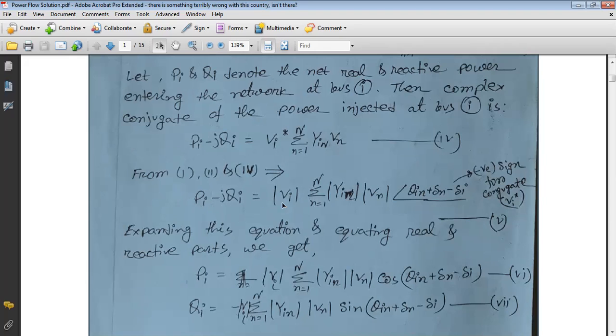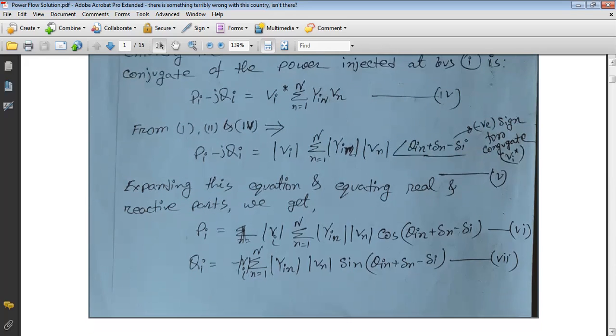This is the voltage magnitude of the particular bus I, and this is the current equation, and this is the angle actually. This theta in is the angle of the Y bus matrix element. This delta n is the angle of voltage Vn, and this delta i is the angle of the voltage of bus I, and this is minus because of the conjugate sign. If we assume that the angle of a particular bus I is positive, then the conjugate angle should be negative. For this reason, there is the minus sign. So this is the complex power equation.